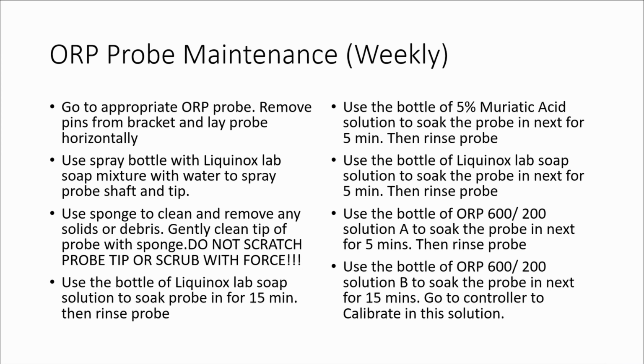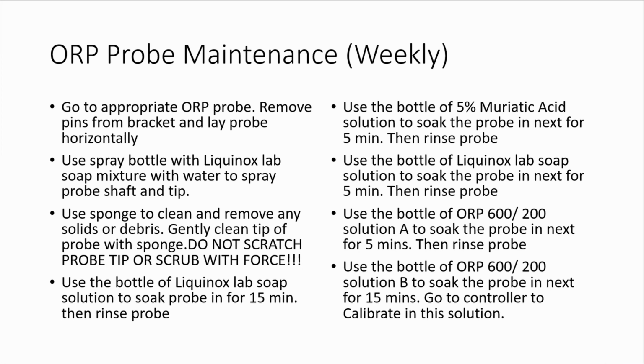So from the soap soak, we go to a muriatic acid soak. It's 5 minutes, and that basically just takes any of the calcium deposits, any hard water, whatever, off that probe tip. Right after that, we go back to the soap, and then from there we run 2 different solutions for our probe cal solutions. And the reason for this is we buy the 1 gallon jugs. Can't use the 1 gallon jugs in the amount of time before it expires.